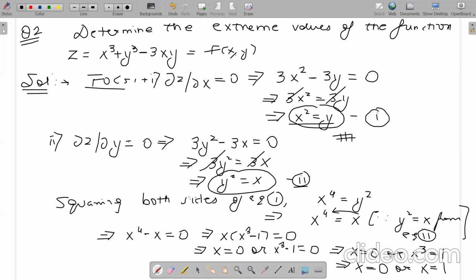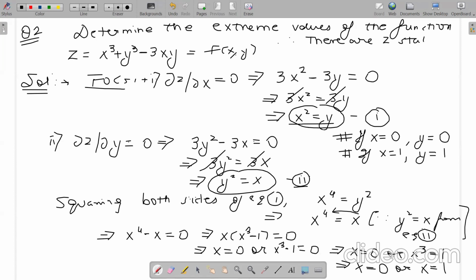Now if x is 0, y is also 0. And if x is 1, then y is also equal to 1. So what are the stationary points I have got? I have got 2 stationary points. So I think I can write here: therefore, there are 2 stationary points we have got.